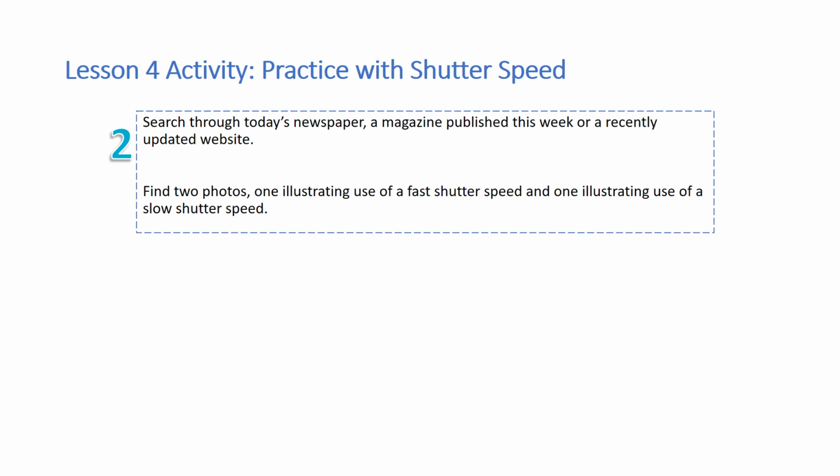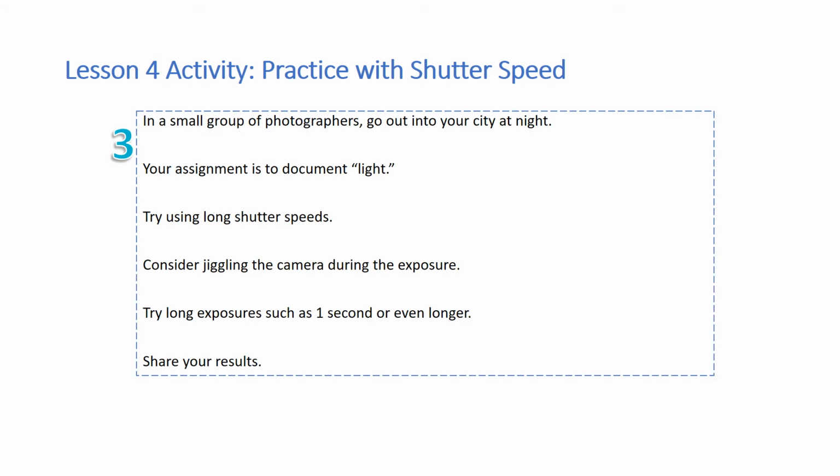Here's another activity. You could search through an online gallery, newspaper, or magazine, and find 2 photos, one illustrating the use of a fast shutter speed and one illustrating the use of a slow shutter speed. Okay. Another activity for lesson 4. If possible, you can take pictures of light in the darkness. You can be creative with that.